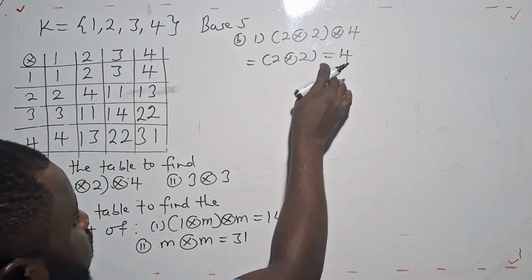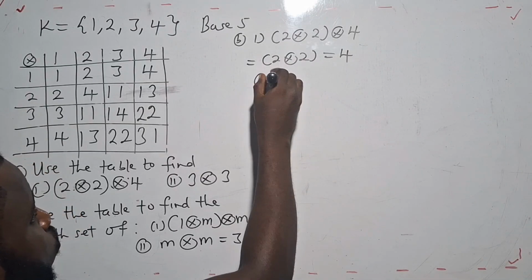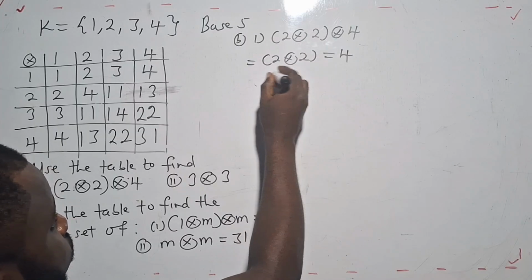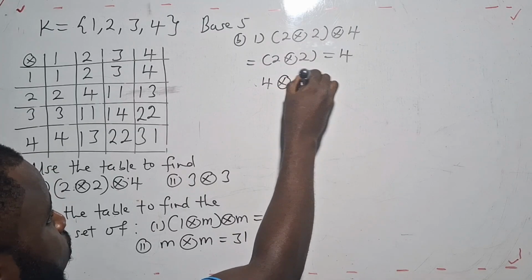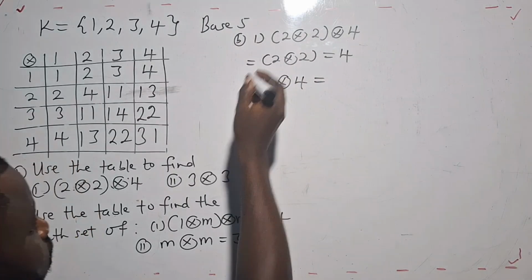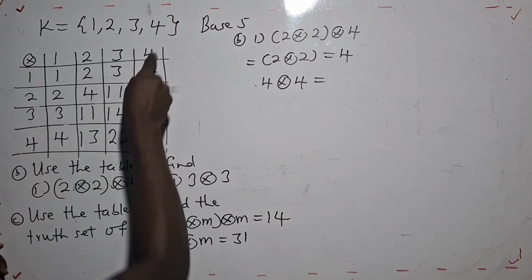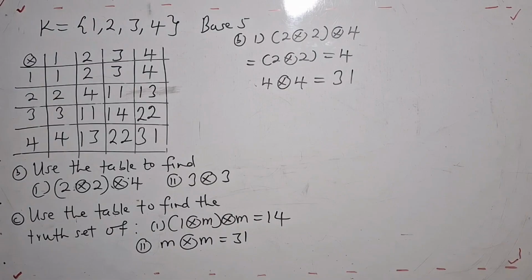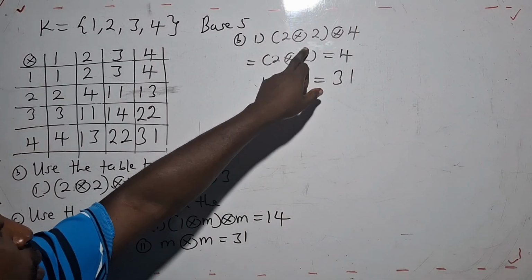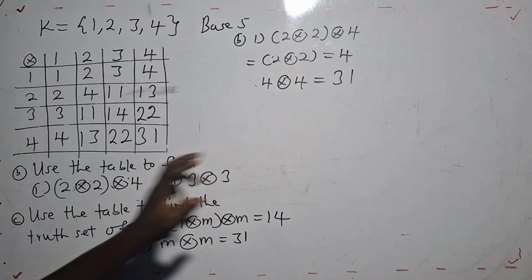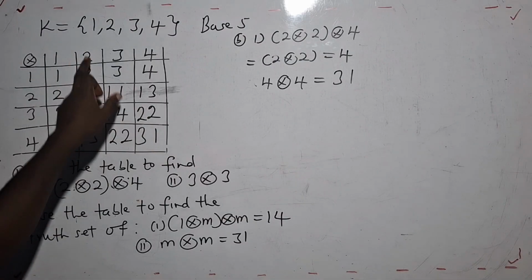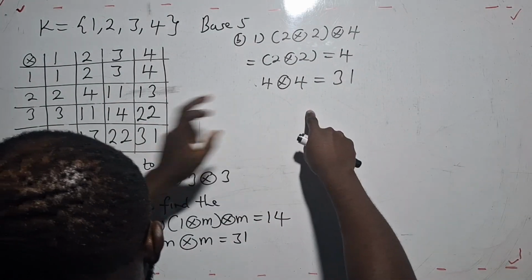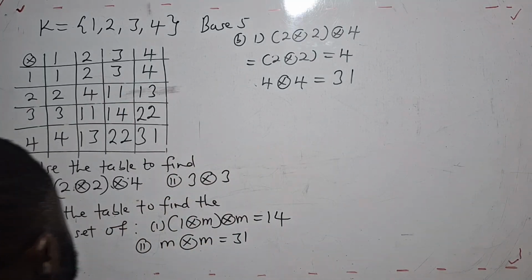Now 4 times 4 according to the table is what? So 4 times 4 according to the table gives you 3, 1. Yes, 3, 1. So I say (2 times 2), bracket first. 2 times 2 according to the table is 4. Then we multiply 4 by 4, which according to the table is 3, 1. So we have done that.